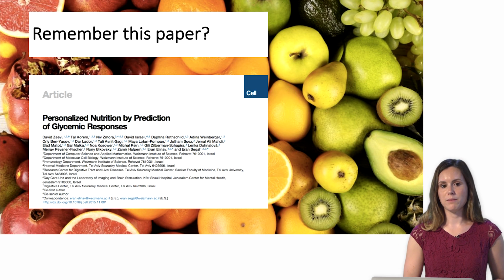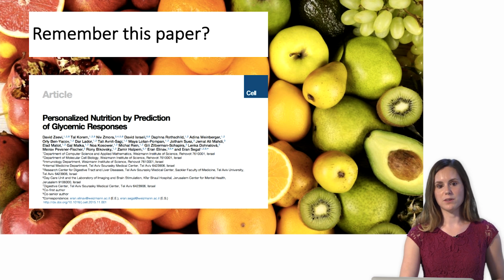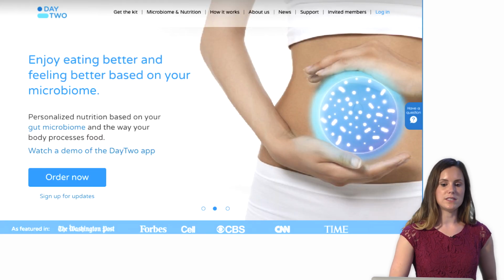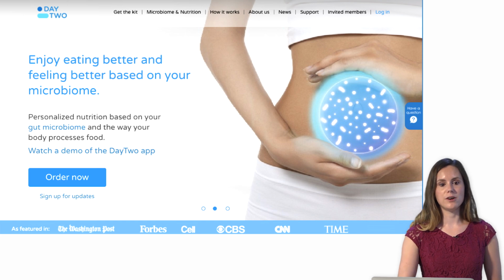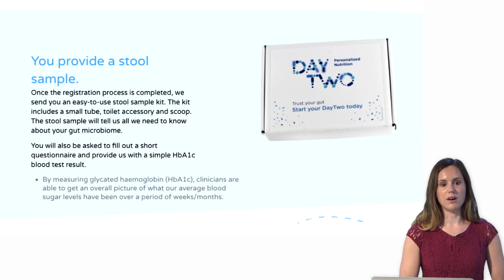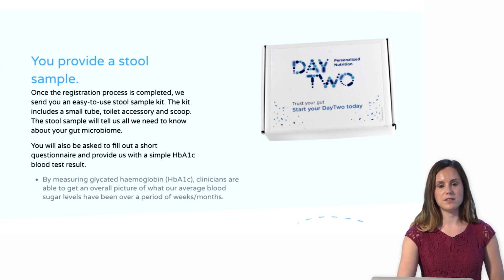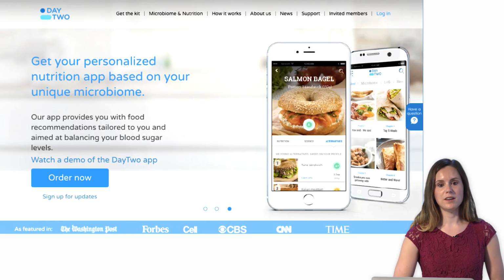If you remember this paper that I already mentioned, these authors, after publishing this paper, started a company, and this company is called Day 2. If you want, you can pay this company to sequence your gut microbiome, and you can also send them a sample of your stool and have a blood test done at your clinician's office. Then they'll take that information and sell you an app, and this app will tell you what to eat based on your microbiome and your blood glucose.